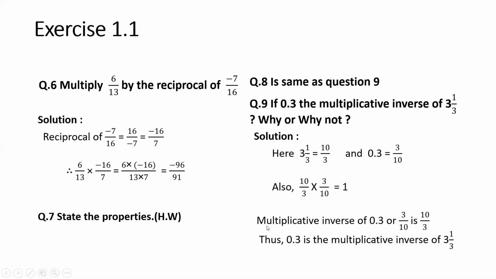So we can state that multiplicative inverse of 0.3 or 3 upon 10 is 10 upon 3. And this 10 upon 3 in mixed fraction form, we can write it as 3 integer 1 upon 3. So 0.3 is the multiplicative inverse of 3 integer 1 upon 3. Why? Because their multiplication answer or the product of both these numbers is 1.